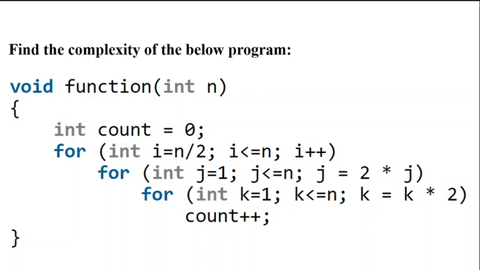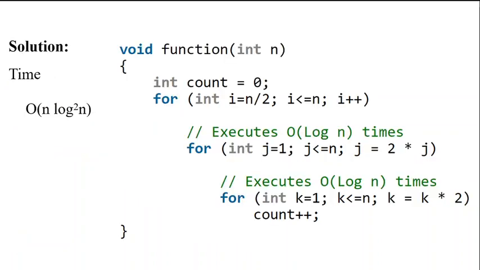As you can see, for the complexity of this program, we have to declare a function with the parameter int n. The int count is 0. i is equal to n over 2, i is less or equal to n, and increment i. Int j is equal to 1, j less or equal to n, j is equal to 2 times j. Int k is equal to 1, k is less or equal to n, k is equal to k times 2. Now to increment count. As you can see, we execute big O of log n times with j, and now we have to execute again big O of log n times with k times 2. This is why we have a time complexity of big O of n log square n.